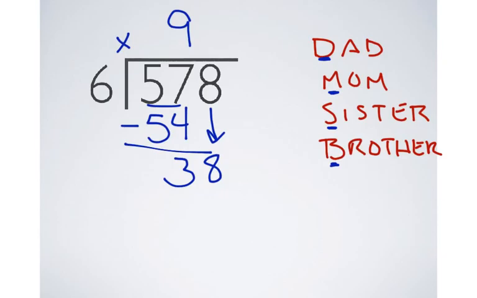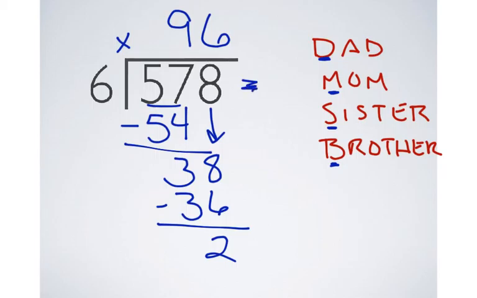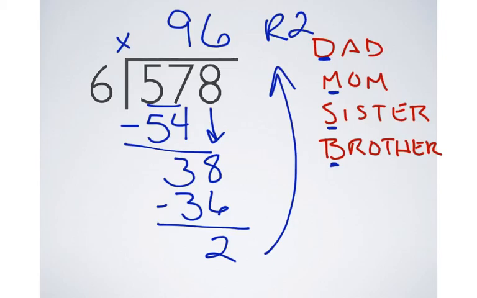38 divided by 6 is 6. Now I multiply. 6 times 6 is 36. Then I subtract. 8 minus 6 is 2. And then I bring down if there was another number up next to the 8 right here. But there isn't. So in this case, I'm done. I bring the remainder up, and I get my answer of 96, remainder 2.